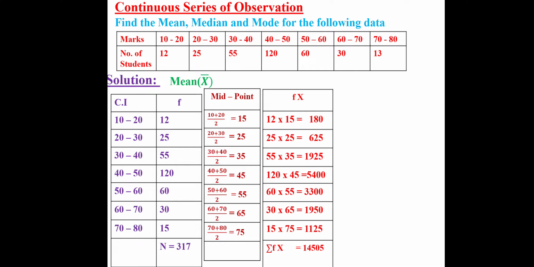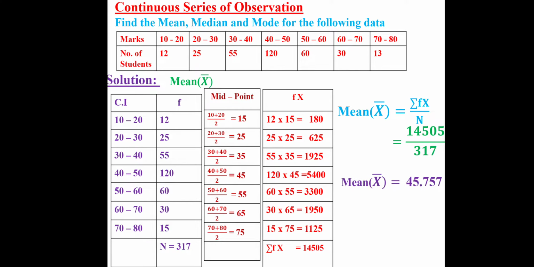So the total of the fx column will be 14,505. At the same time, we also need the total of frequency: 12 plus 25 plus 55 plus 120 plus 60 plus 30 plus 15 gives 317. Now using the formula, mean equal to summation fx divided by n, 14,505 divided by 317 is 45.757. This is the mean value. In this way we can find the mean.